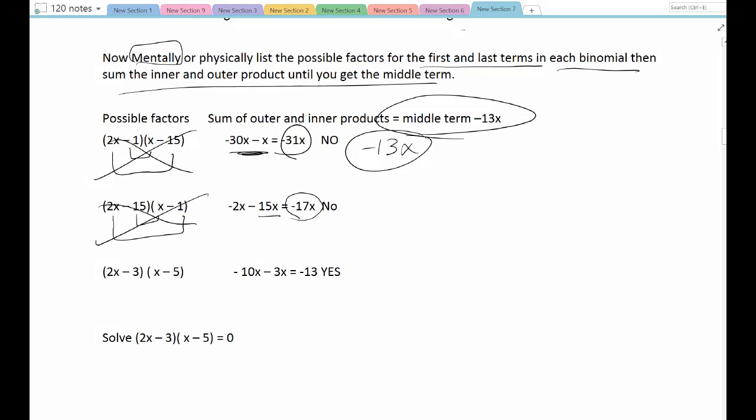Well, the next thing I can look at is 5 and 3, right? When I multiply 5 by 3, I get 15. I have to have negatives, negative 5 times negative 3, and then I check my middle terms. This middle term is going to give me my negative 3. This middle term is going to give me my negative 10. Negative 10 plus negative 3 adds up to the negative 13x. And so there's my check. So this is the correct binomial multiplication. It's the correct factor. So it factors into 2x minus 3 times x minus 5.